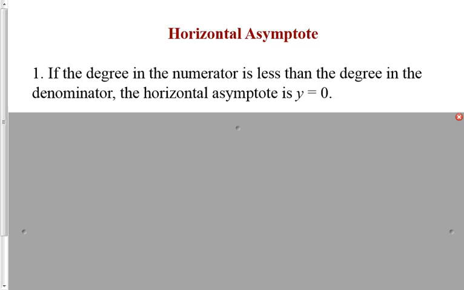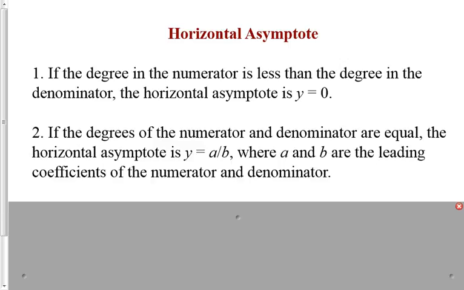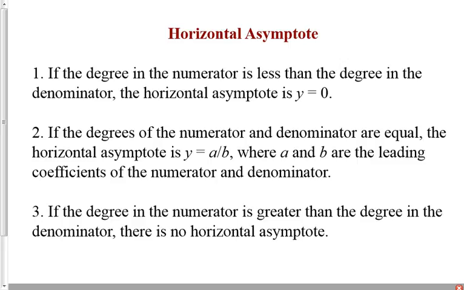Horizontal asymptote. Now there are three different ways we can identify our horizontal asymptote. The first, if the degree of the numerator is less than the degree in the denominator, the horizontal asymptote is simply y equals 0. The second way, if the degree of the numerator and the denominator are equal, the horizontal asymptote is y equals a divided by b, where a and b are the leading coefficients of the numerator and denominator. Third, if the degree in the numerator is greater than the degree in the denominator, there is no horizontal asymptote.